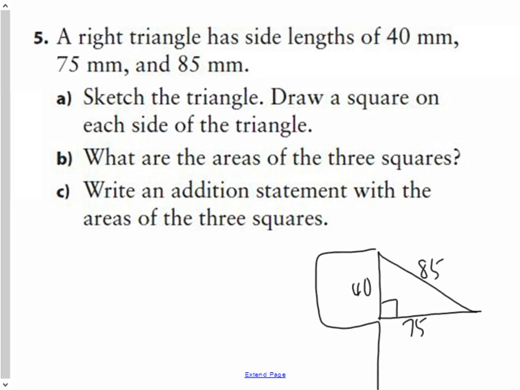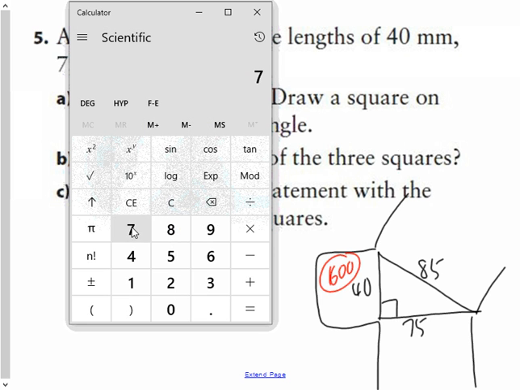So then I'm going to draw a square. Now I'm a little lazy. I'm just going to do that. That means a square. I'm just too lazy to complete it. What are the areas of the three squares? So if the side length is 40, 4 times 4 is 16 plus 2 zeros. That'd be 1600. 75 times 75 is a little bit more complex because it doesn't end in 0.